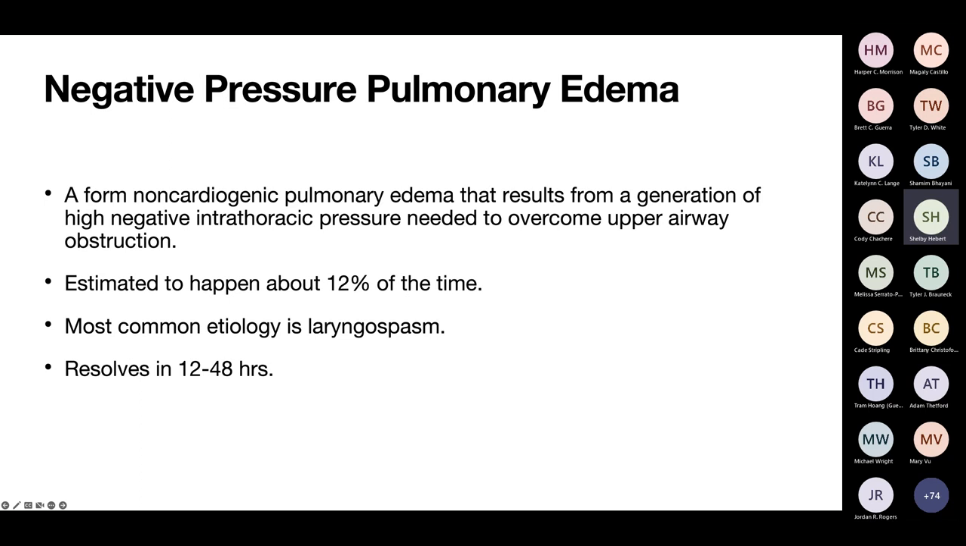So we're going to talk a little bit more about negative pressure pulmonary edema and what goes on with laryngospasms. Think about negative pressure pulmonary edema as a non-cardiac pulmonary edema as a result of that high negative pressure to overcome the obstruction. It generally happens about 12% of the time from laryngospasms, and the most common etiology is going to be laryngospasms. Negative pressure pulmonary edema can also come from other things.